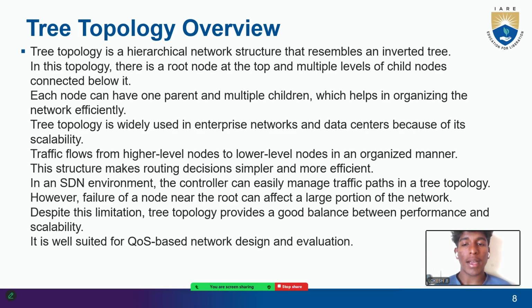Traffic flows from higher level nodes to lower level nodes in an organized manner. This structure makes routing decisions simpler and more effective. In an SDN environment, the controller can easily manage traffic paths in a tree topology. However, failure of a node near the root can affect a large portion of the network. So it is well suited for QoS based network evaluation.